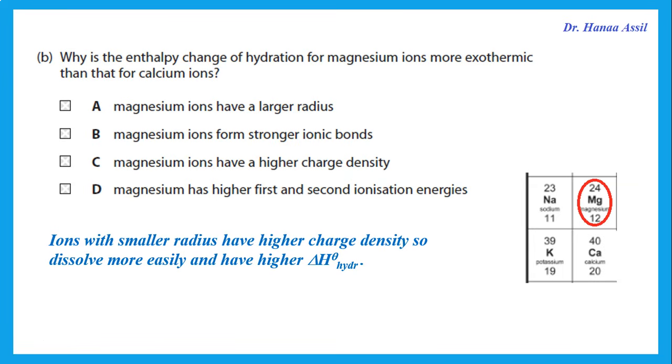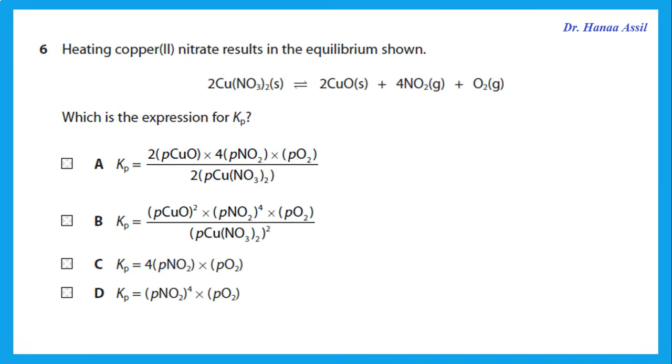So which of these choices is correct? The magnesium ions have a higher charge density, and that is why they will dissolve more easily, so they will have higher delta H of hydration.